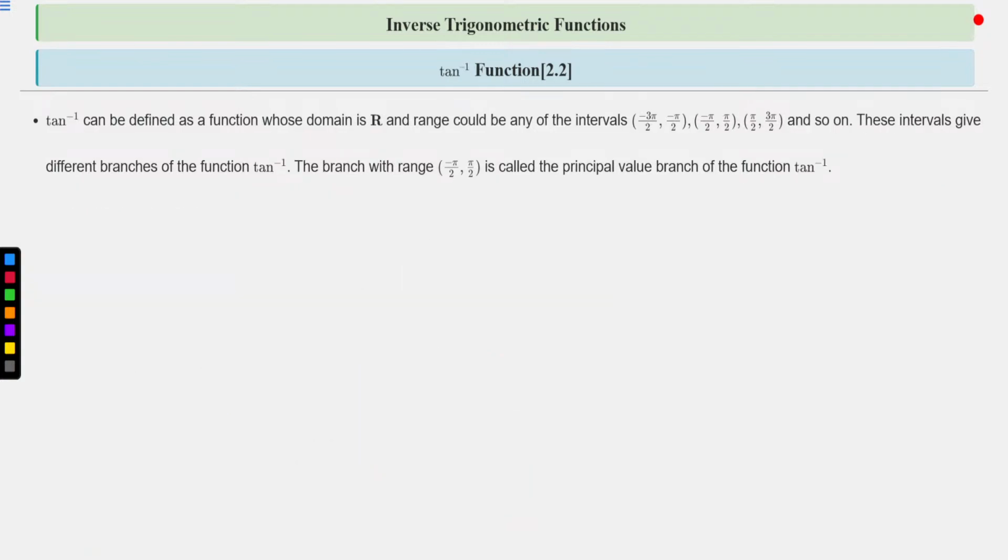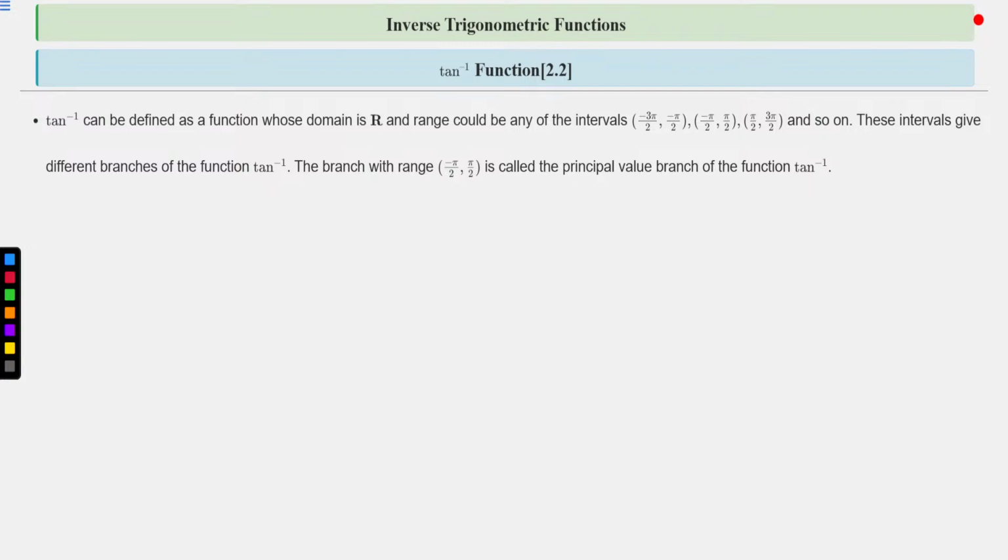Now tan inverse x can be defined as a function whose domain is R and range could be any one of the intervals minus 3 pi by 2 to minus pi by 2, minus pi by 2 to pi by 2, pi by 2 to 3 pi by 2, and so on. These intervals give different branches of the function tan inverse, right?